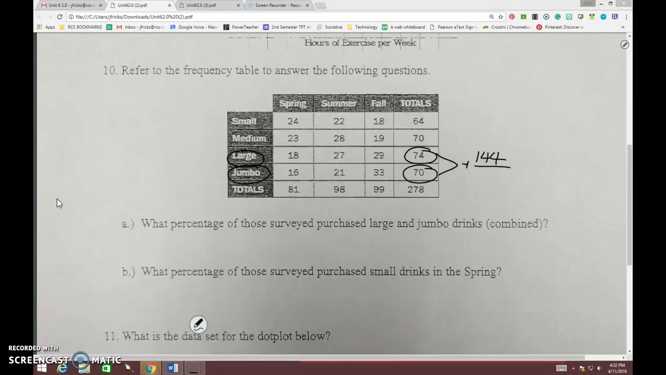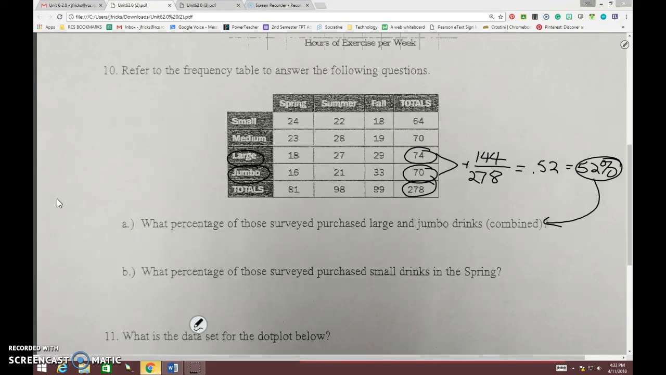Now, we do have to divide it to get the percentage. So to find the percentage here, we divide that by 278. So 144 divided by 278 gives 0.5, actually 0.518. It rounds up to 0.52, which would be 52%. So for question A, you should have got the answer to be 52%.